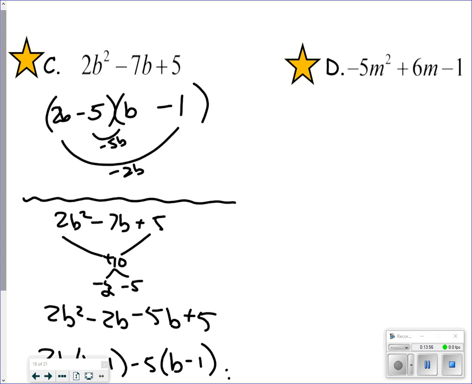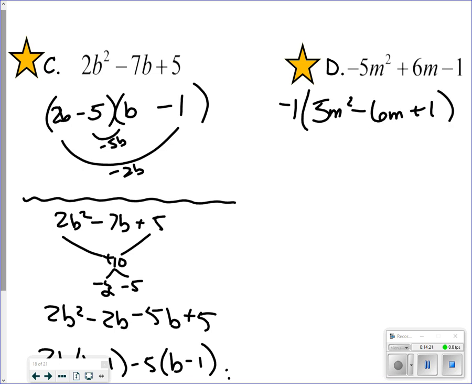Next one, either way, you're still going to have to start by taking the -1 out. So it doesn't matter which method you use, and I just messed up. So when you take that negative out, you're not only taking the negative out of the 5, and for some reason my board, there we go, taking the negative out of the 5, but you're also changing all the signs as well. So -6m, +1.